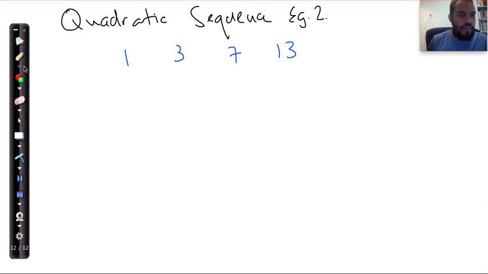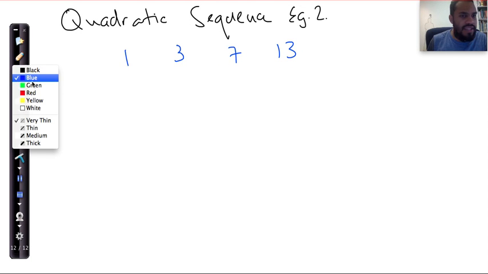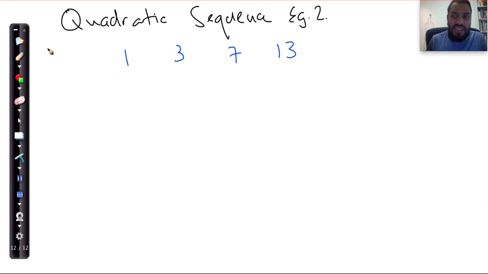13. Okay, so 1, 3, 7, and 13. Let's see, is this a quadratic sequence? And the first rule when it comes to patterns, right? Forget about the sequence part, just talking about patterns. We need to first identify the type of pattern.